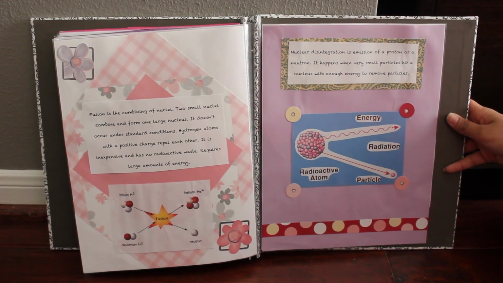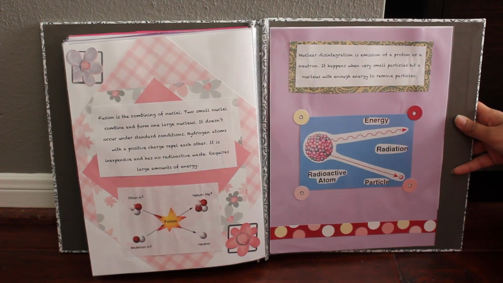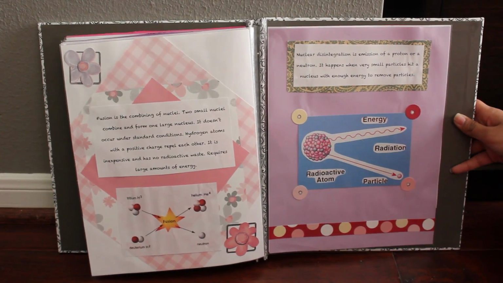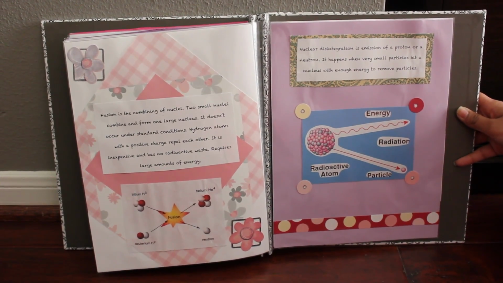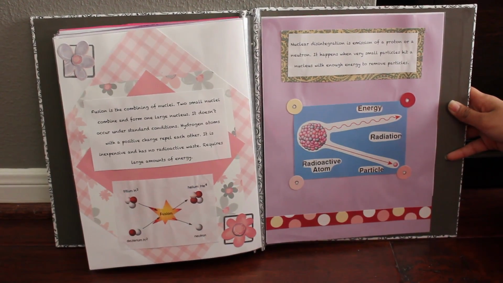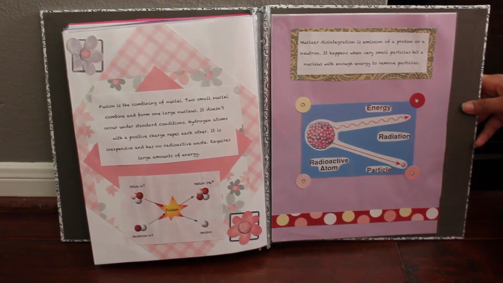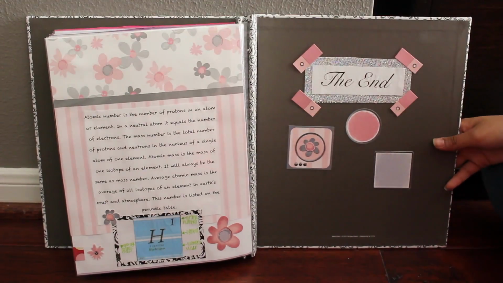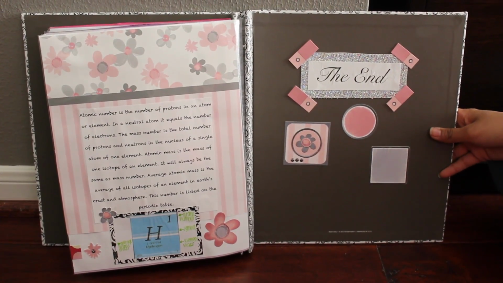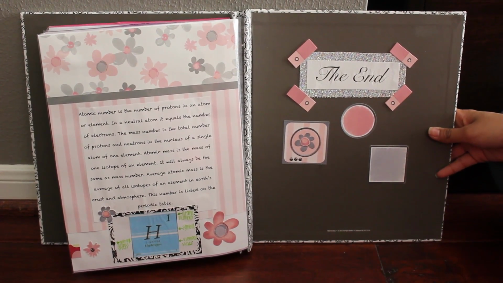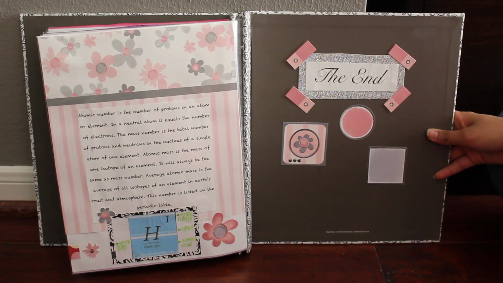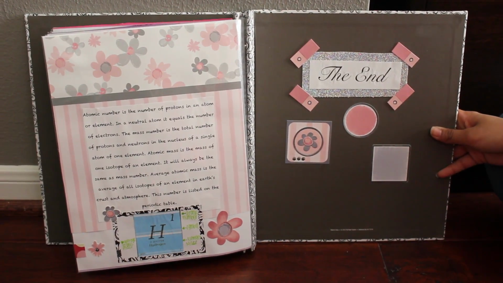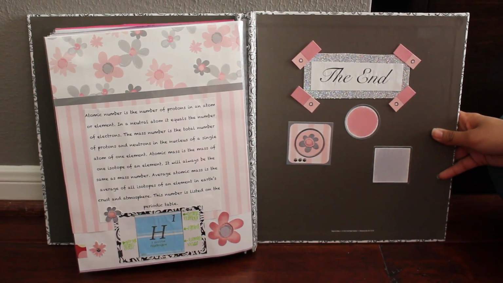Nuclear disintegration is emission of a proton or a neutron. It happens when very small particles hit a nucleus with enough energy to remove particles. Atomic number is the number of protons in an atom of an element. In a neutral atom, it equals the number of electrons.